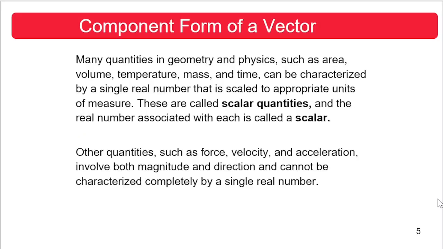Many quantities in geometry and physics, such as area, volume, temperature, mass, and time, can be characterized by a single real number that is scaled to appropriate units of measure. So these are called scalar quantities, and the real number associated with each is called a scalar. Other quantities such as force, velocity, and acceleration involve both magnitude and direction and cannot be characterized completely by a single real number.